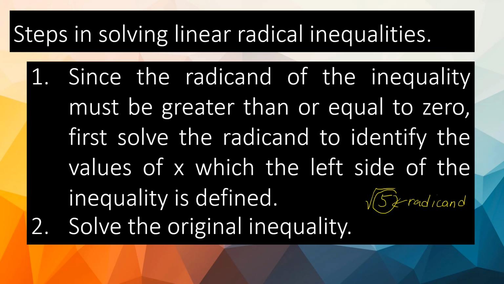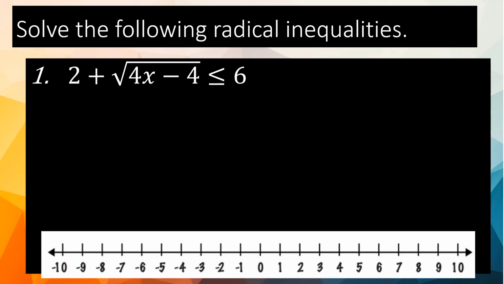So let us apply these two steps. Let's have some examples. Okay, let's solve the following radical inequalities. So the first one is 2 plus square root of 4x minus 4 is less than or equal to 6. Okay, so recall that from the steps that we have discussed a while ago, the first thing you need to do is to find the restrictions on the value of your radicand.